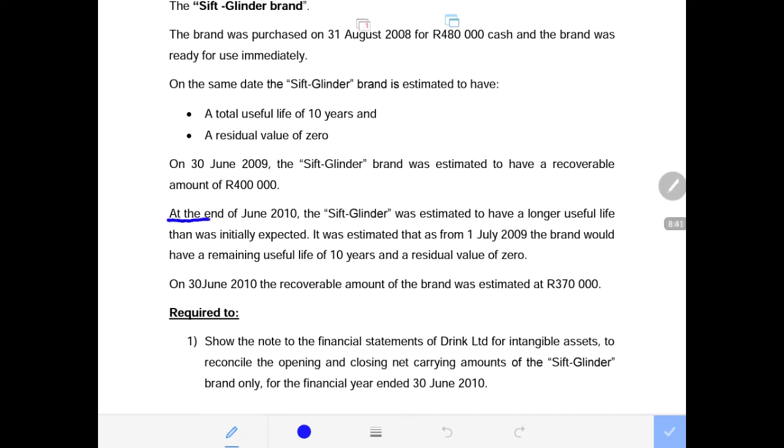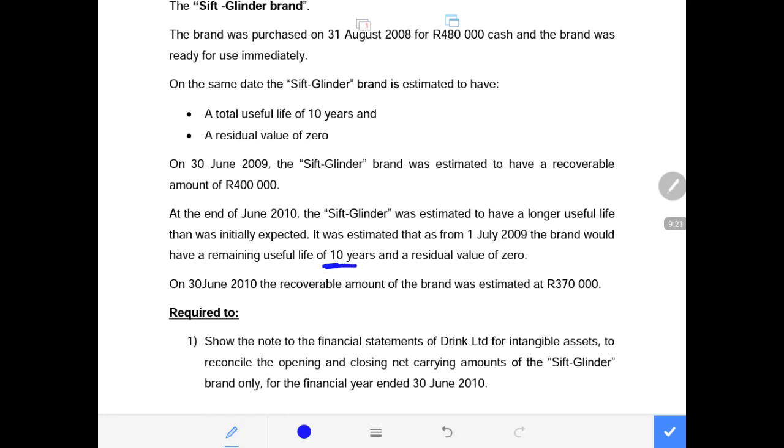It says at the end of June 2010, meaning a year later from the previous year, the Sift Glinder was estimated to have a longer useful life than was initially expected. And it was estimated that from the 1st of July, this is very important, they are taking the decision, meaning the directors most of the time, or in other words, the change in estimate is taking place on the first day of the accounting period. That means one day after June, on the 1st of July, the brand would have had a remaining useful life of how many years?